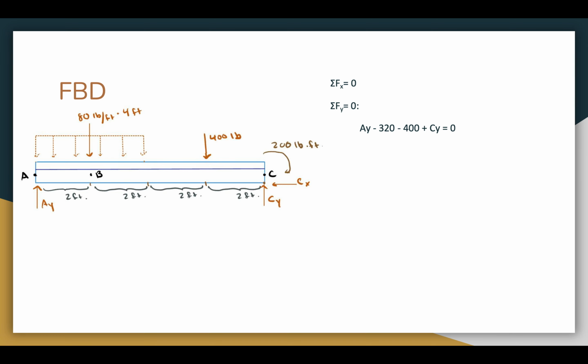So if we sum the forces in Y, we have two reactions in Y, so we need to take a moment about C. If we take a moment about C, we get AY is equal to 315. Plug in the other equation, we get CY is equal to 405.